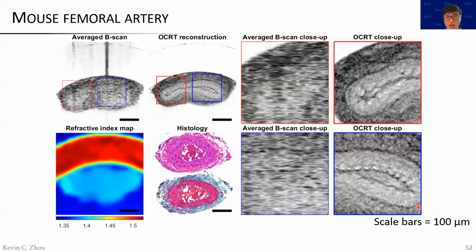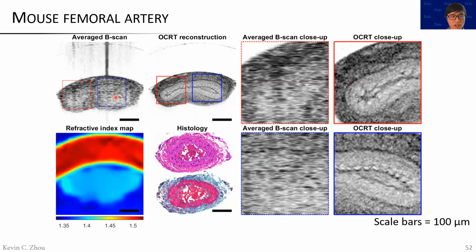Next, we imaged several mouse organs and applied OCRT. This one is of a mouse femoral artery that has collapsed. The upper left panel shows the average B scan with conventional OCT, and this panel shows the OCRT reconstruction. This panel shows the reconstructed refractive index map, and this one shows the histological cross-validation. On the top, we have a traditional H&E stain section, and on the bottom, a trichrome stain, which brings out, I don't know if you can see it, this wavy internal elastic lamina.